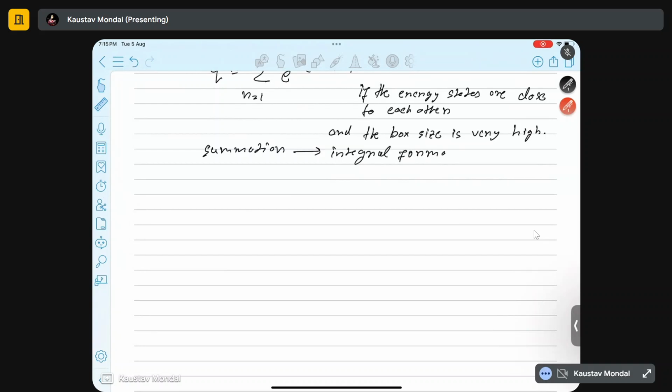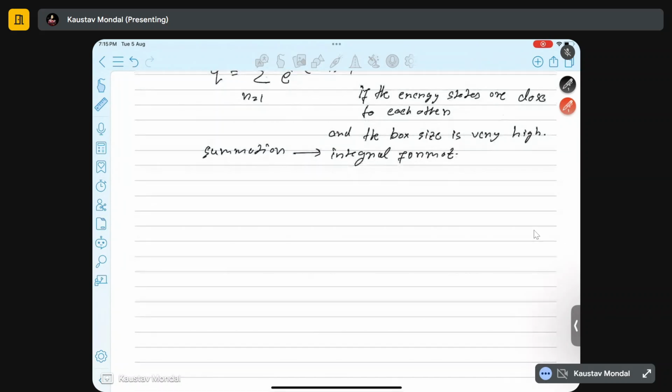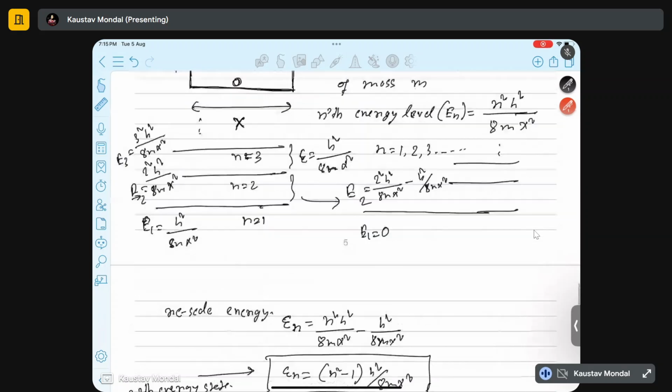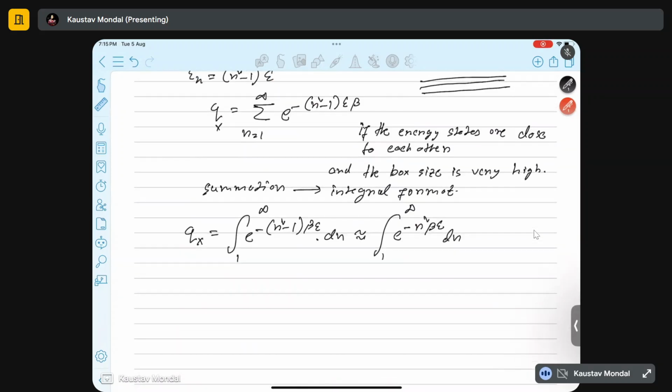So for that you can name it qx as the integral from 1 to infinity of e to the power minus n square minus 1 beta epsilon dn. If n is very high, you can further simplify it like this: e to the power minus n square beta epsilon dn. Now we will have to use some mathematical tricks here to do this integration.